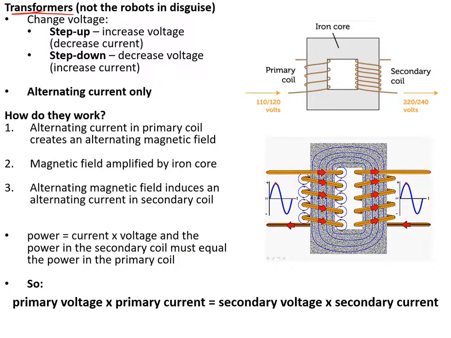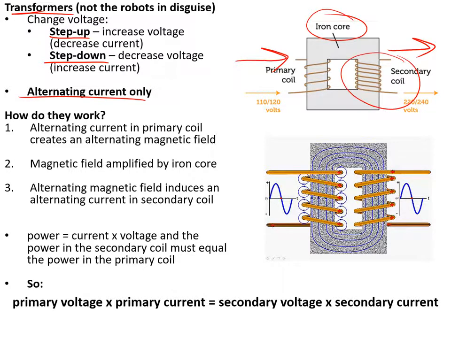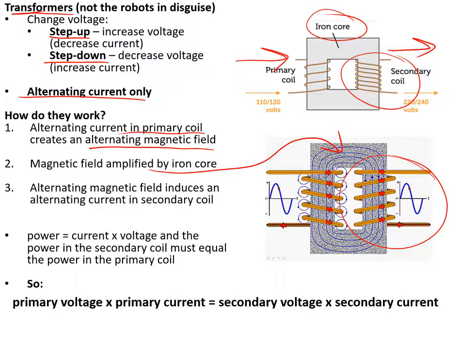So transformers change the voltage of alternating current only. Step-up transformers increase the voltage, step-down transformers decrease the voltage. If we look at the structure of them, we put electricity into the primary coil. That primary coil of wire is wrapped around an iron core, and then the current comes out of the secondary coil at a different voltage. Now, the way they work is that the alternating current in the primary coil creates an alternating magnetic field flipping backwards and forwards. The iron core amplifies that magnetic field, and the magnetic field in that iron core pushes around the electrons in the secondary coil, pushing them backwards and forwards, creating an alternating current in the secondary coil. So we say the magnetic field from the primary coil induces a current in the secondary coil.